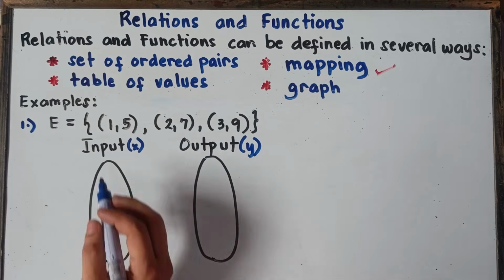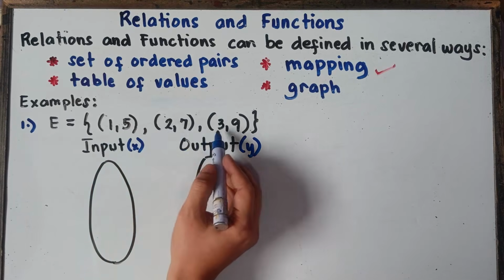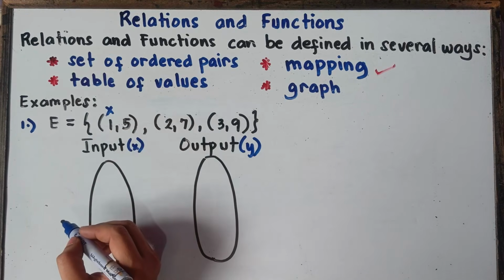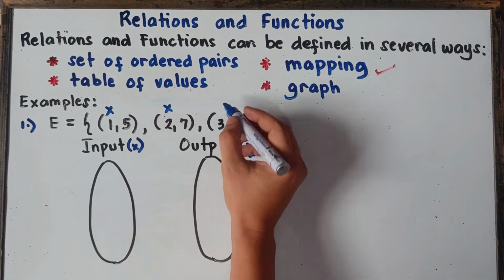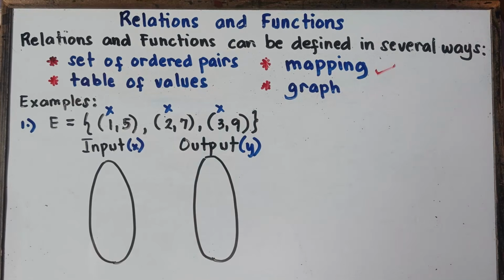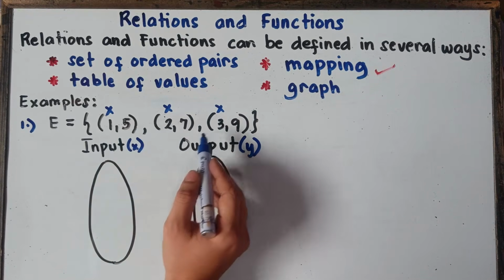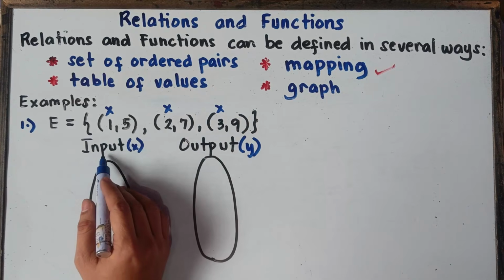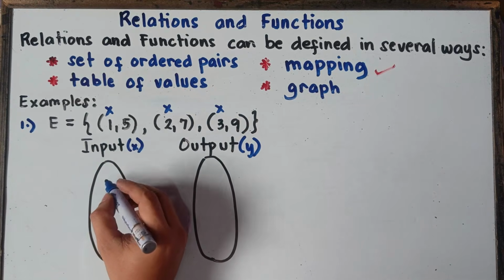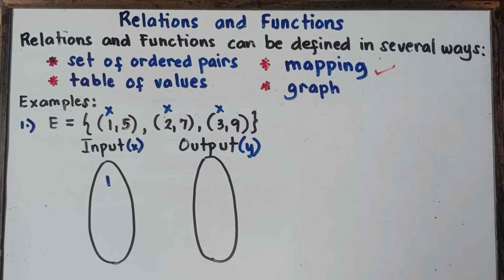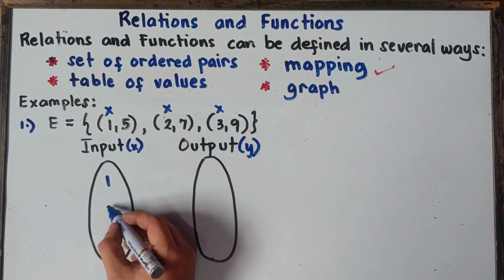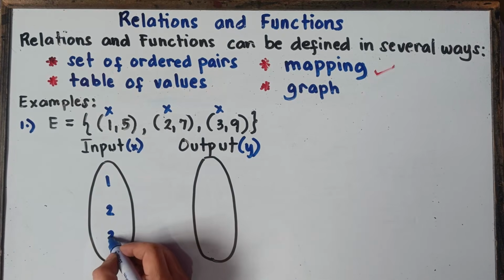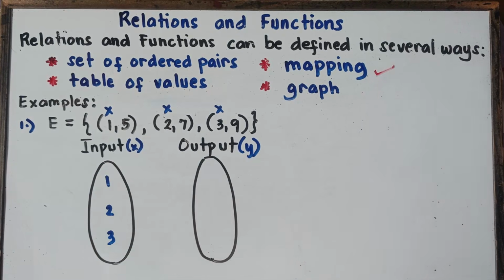Once again, the first number will be the X value. So we have positive 1 as the X value, X is equal to positive 2, and then X is equal to positive 3. So we have 1, 2, and 3, and those will be the input. You need to arrange them from the smallest number: positive 1, positive 2, and then positive 3. And then for the outputs, there will be the Y values.